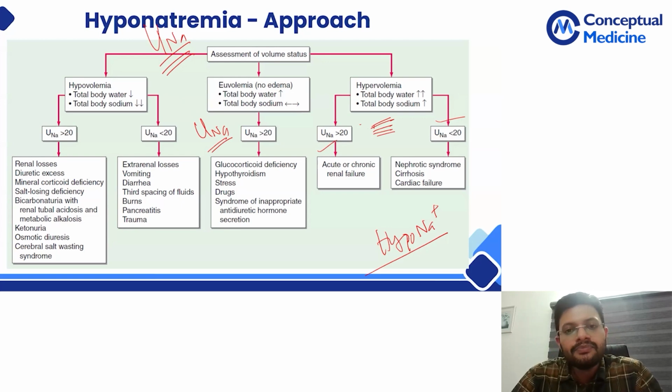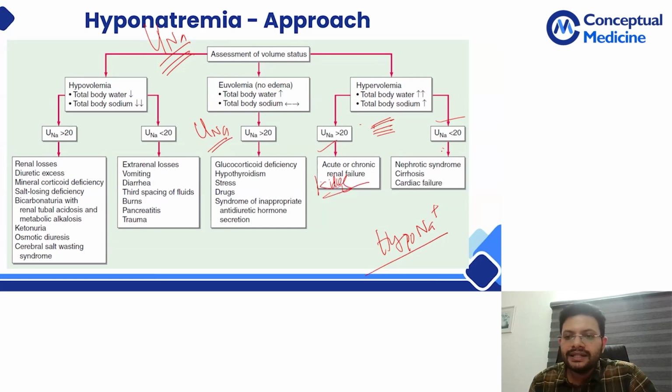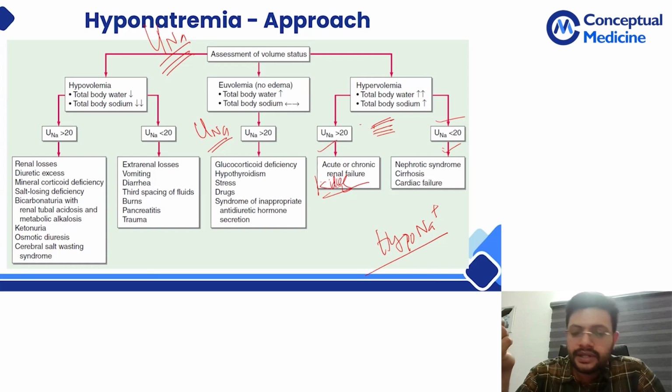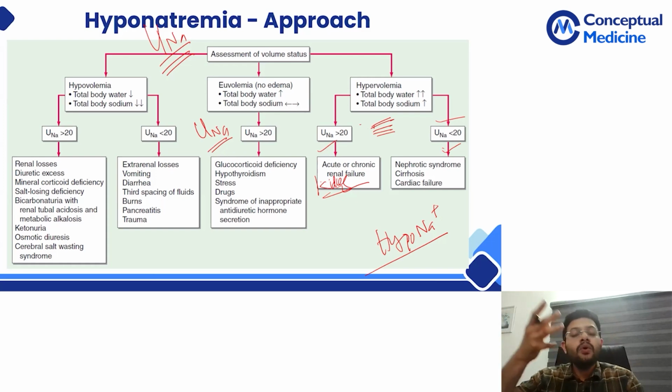So you expect the kidney to conserve the sodium. If it is losing sodium, then the problem is in the kidney itself, either an AKI or a CKD. Otherwise the problem is elsewhere, either a liver failure or a heart failure in particular, where there is more water in the body compared to sodium. There is more sodium also.